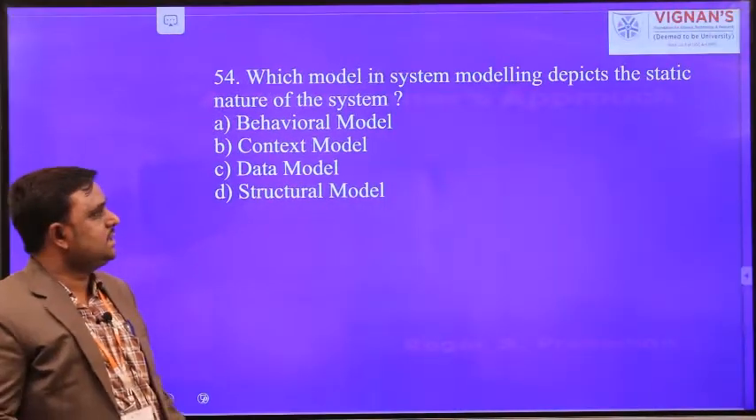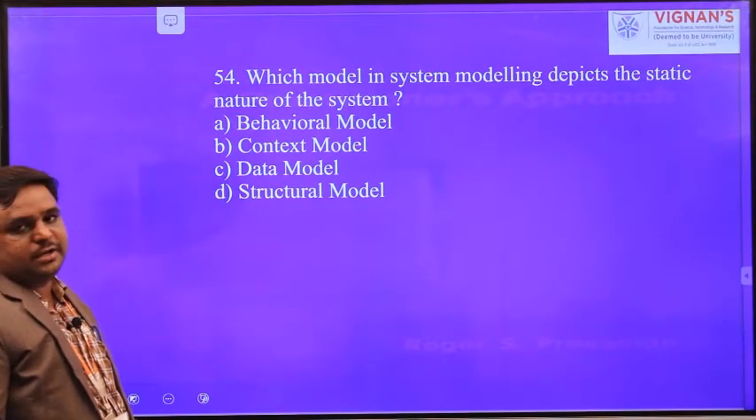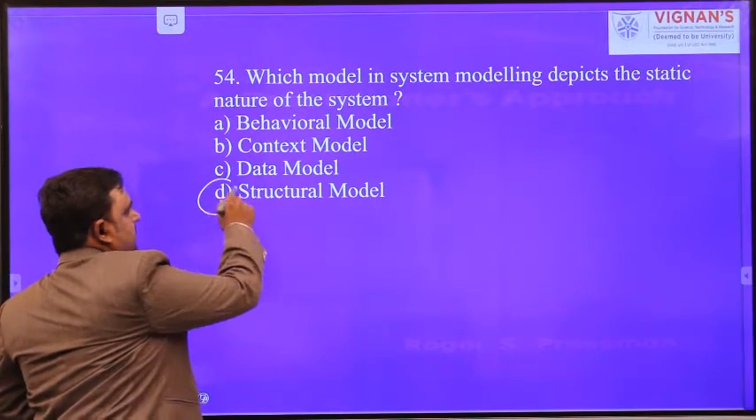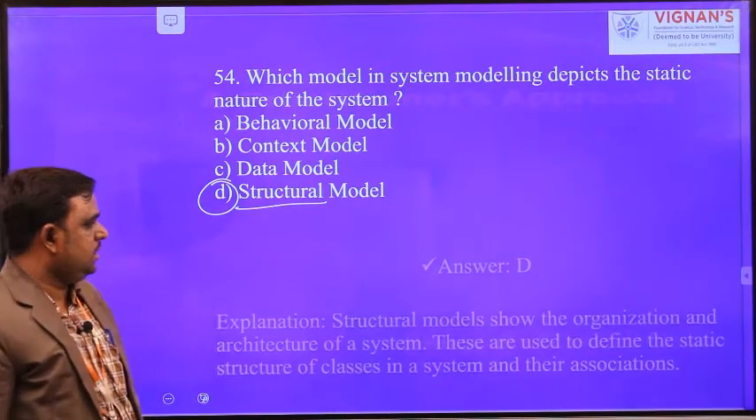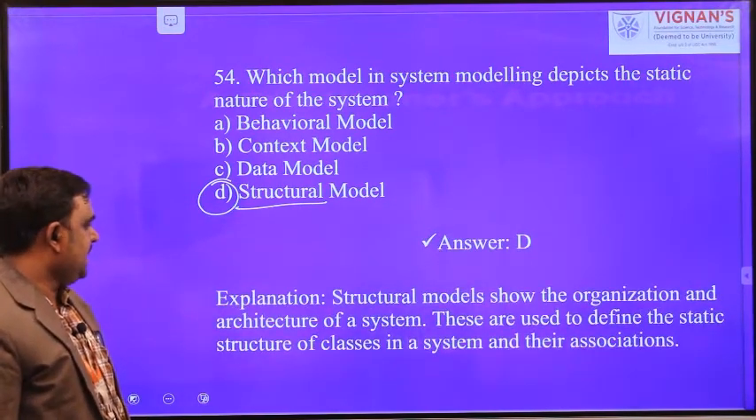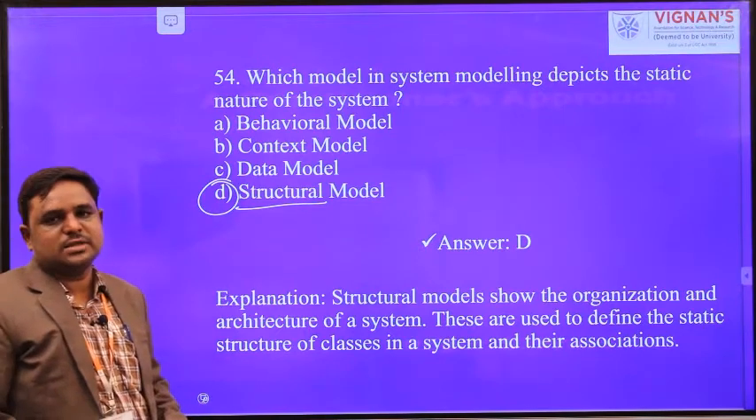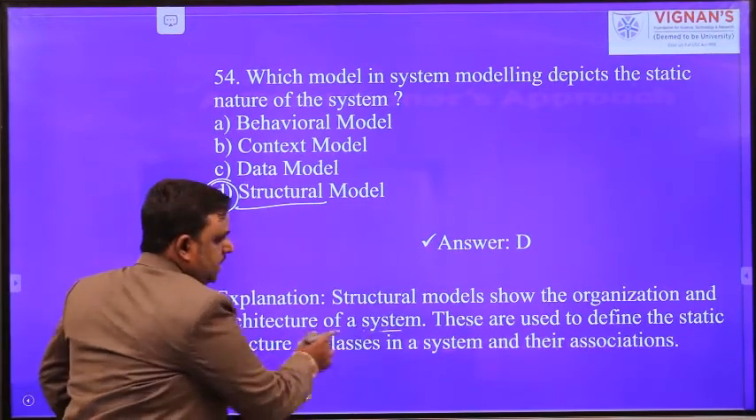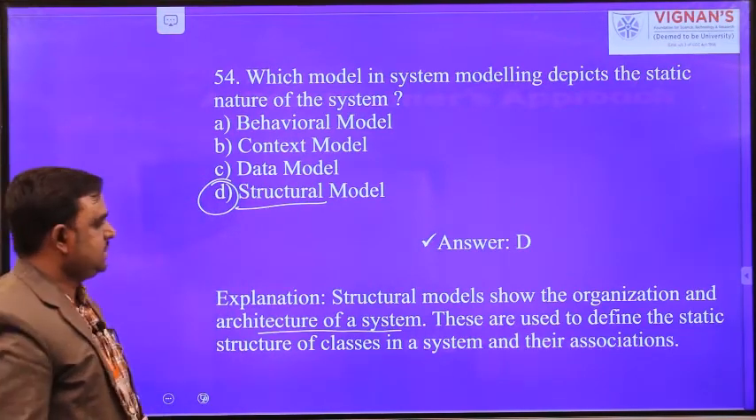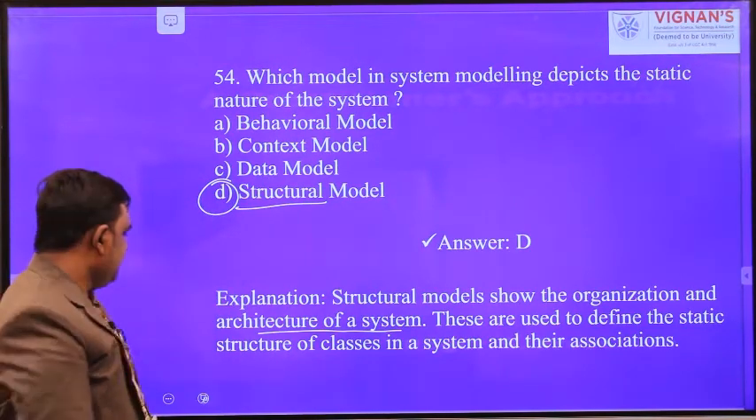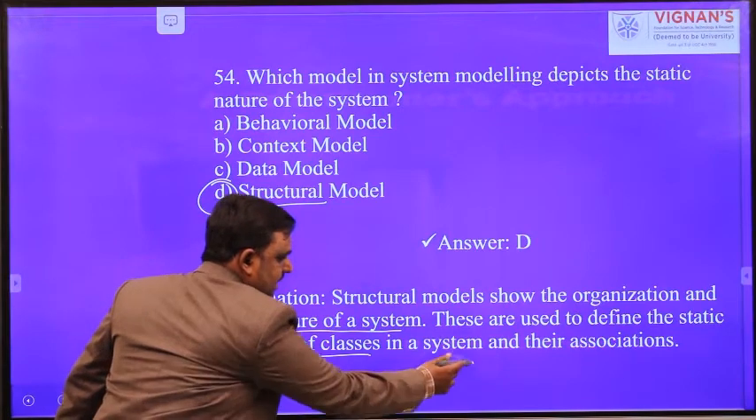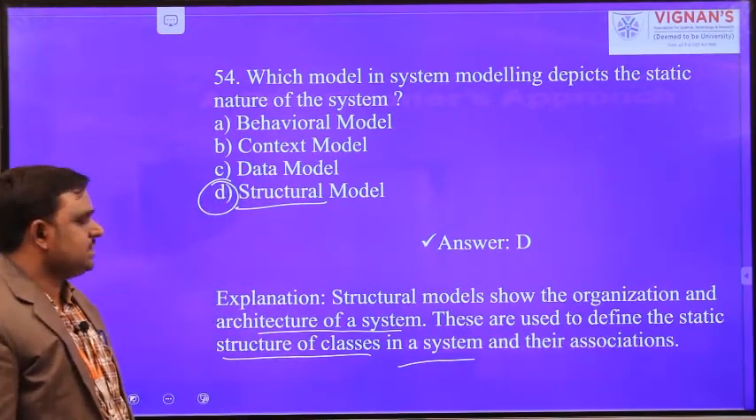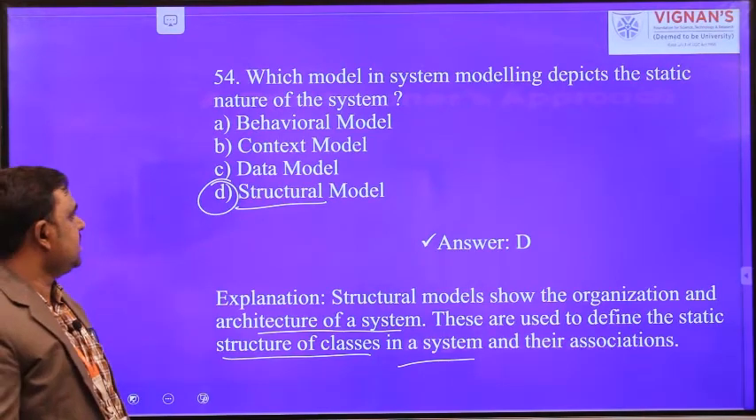Which model in system modeling depicts the static nature of the system? That is the structural model. The answer is D, structural model. Structural models contain the entire architecture of the system. Which is used to define the static structure of classes in a system and their associations? The answer is D, that is structural model.